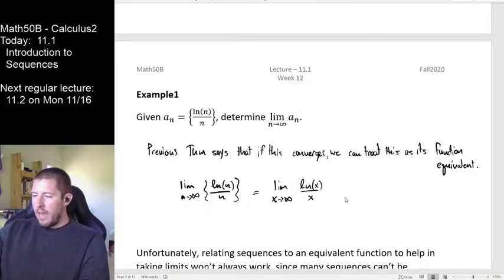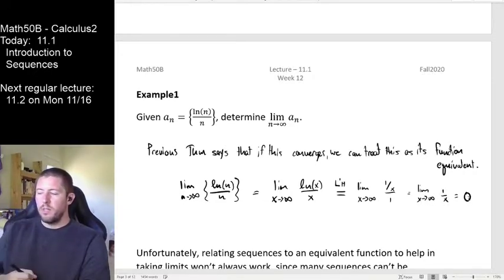So now I'm going to say equals, by L'Hopital's rule, the limit as x goes to infinity of 1 over x over 1, which is just the limit as x goes to infinity of 1 over x, and that's going to be 0. So we're seeing here this function is converging, so we're expecting that this should therefore be the same limit for our sequence as well.